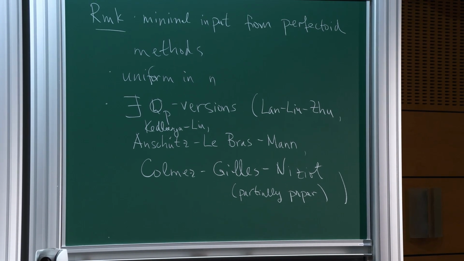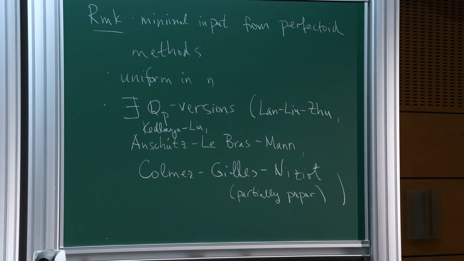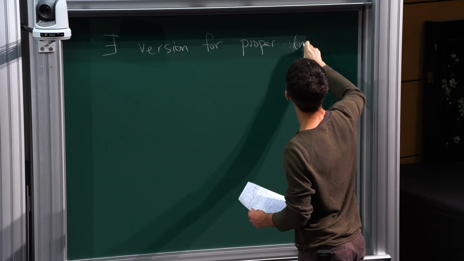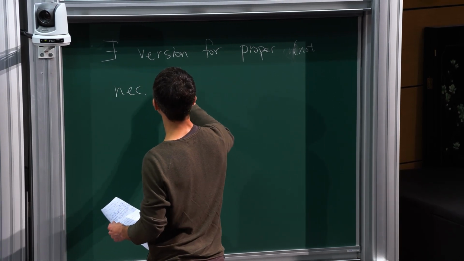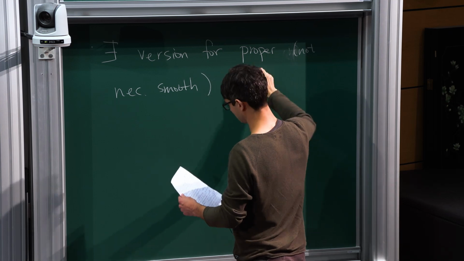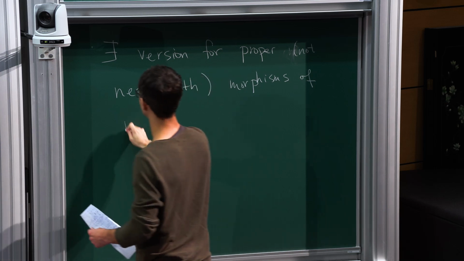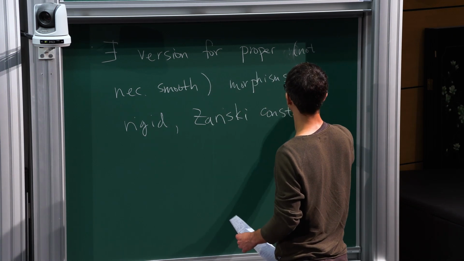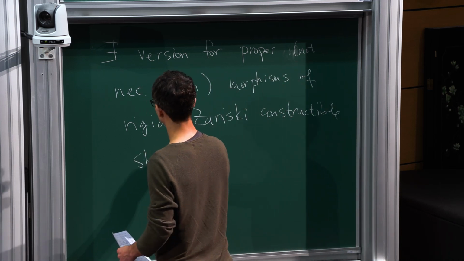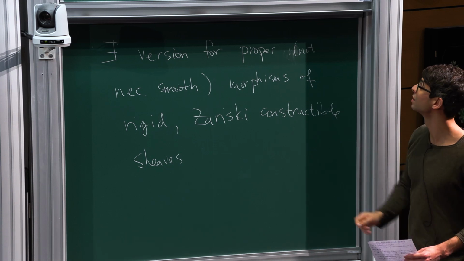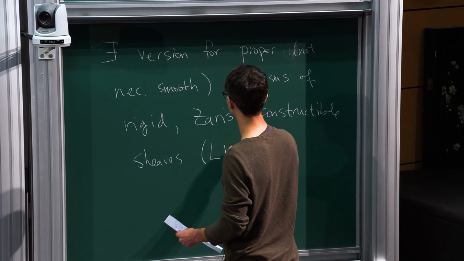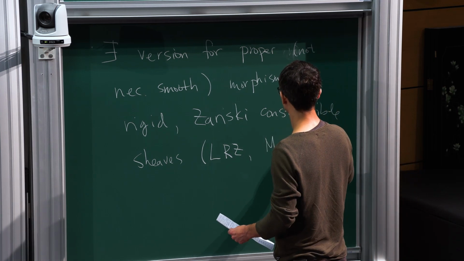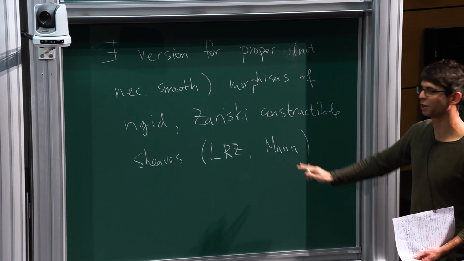Okay, and the last thing that I want to mention is that there also exists a version for proper morphisms, so not necessarily smooth, of rigid spaces and Zariski constructible sheaves. I'm hoping I'll be able to say something about this later today. This was also proven by us. And we think there's a good chance that it also follows from what Bogdan did with his six-functor formalism, but as far as I know, this has not been worked out.